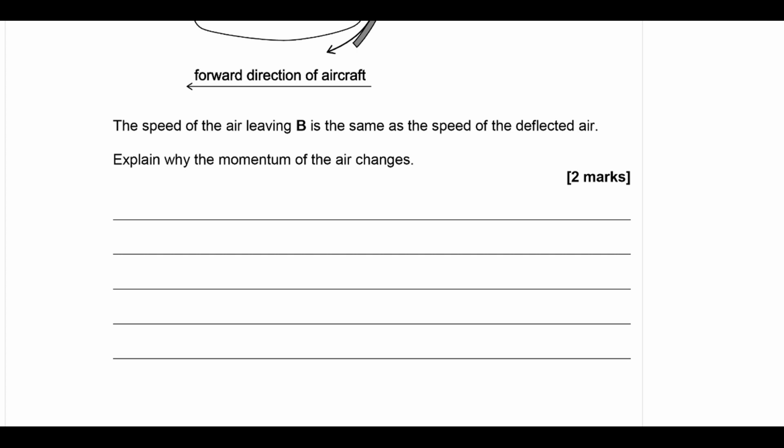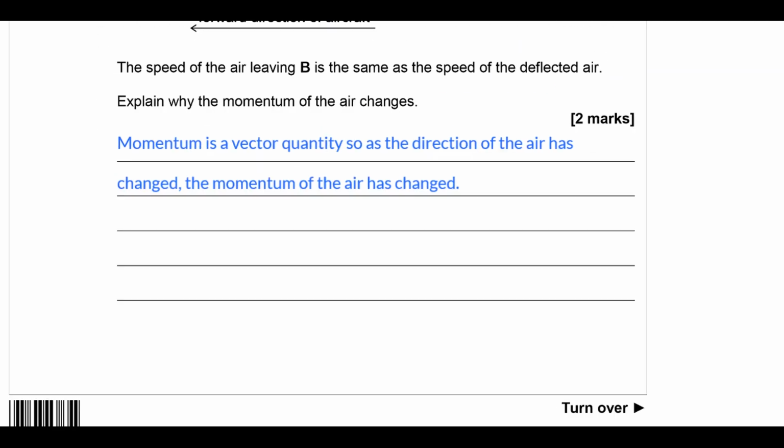Explain why the momentum of the air changes. So here, although the speed stays the same, we know the direction of the air has changed, and momentum is a vector quantity, so if its direction changes, that means the momentum has itself changed. Okay, so let's carry on.